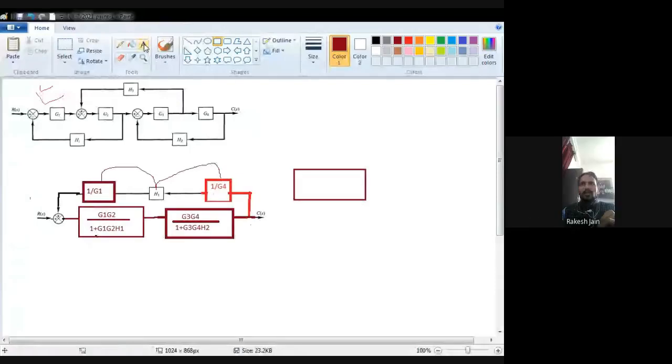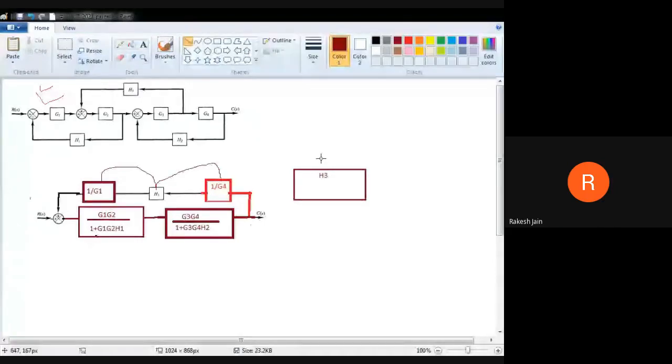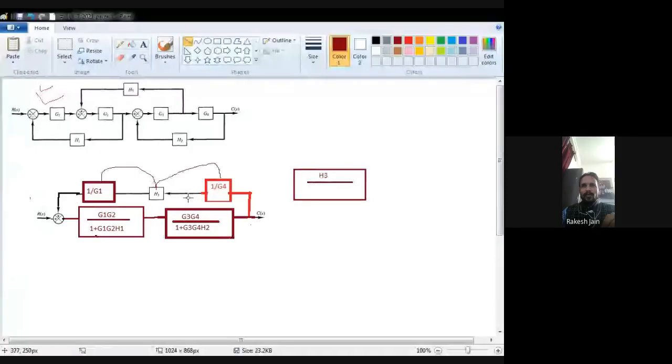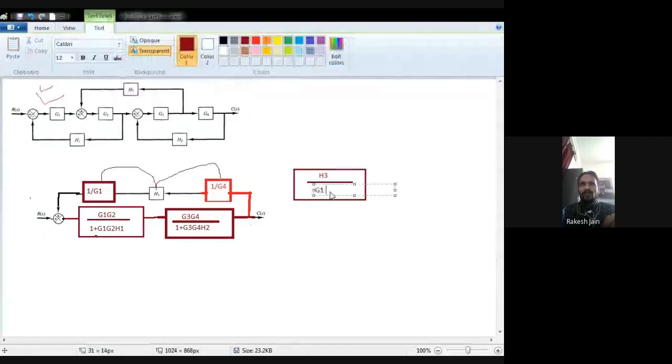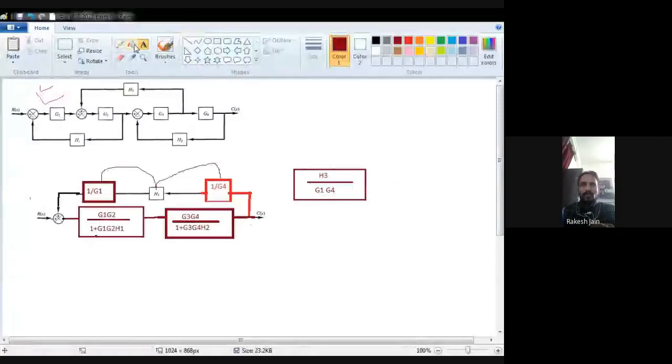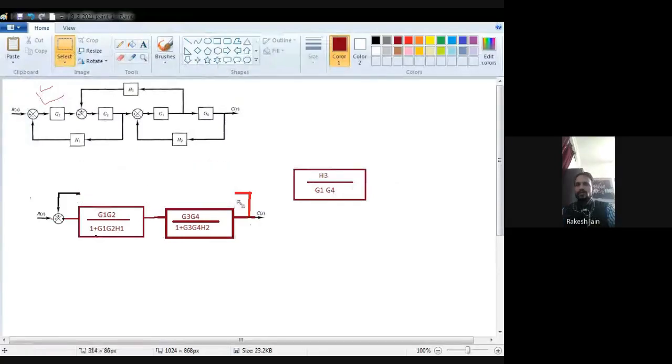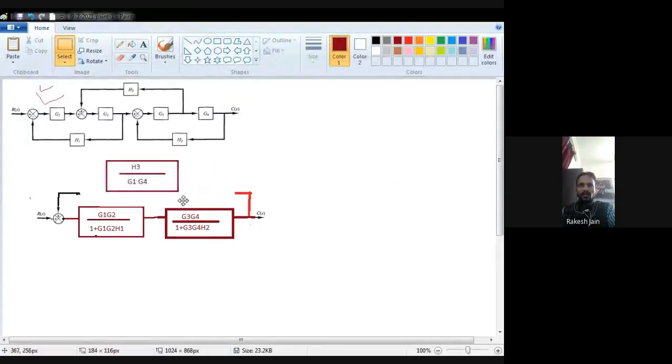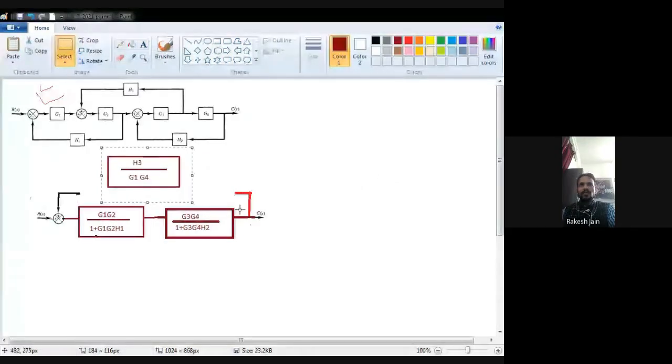So what we are going to do, we just draw a block in which we will write down the formula. So what is the forward gain? Forward gain is G1 G2, divided by 1 plus or minus, so that is 1 plus, because it comes with the negative sign, forward into feedback. So forward is G1 G2 and feedback is H1, okay. So now we just remove this one.